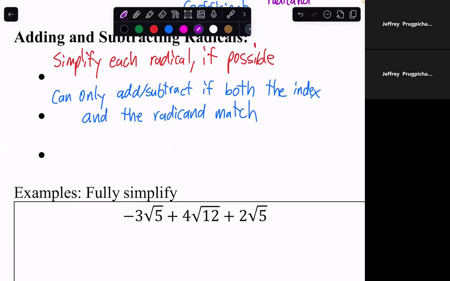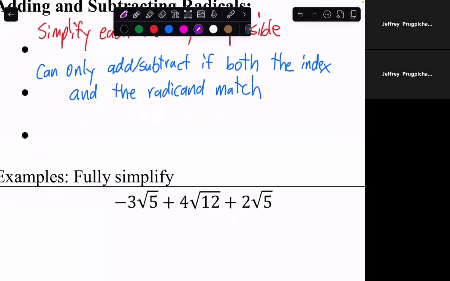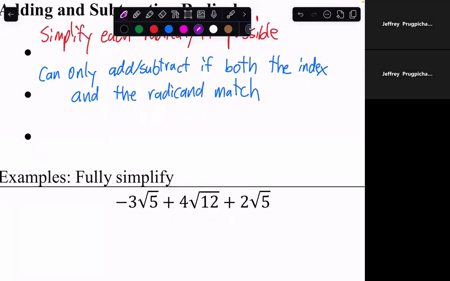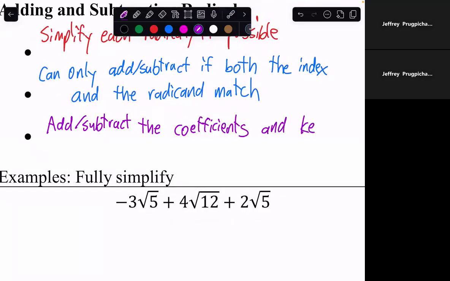Okay, so let's say that you do have matching terms. How do you actually add or subtract them? You add or subtract the coefficients and keep the index and the radicand the same.